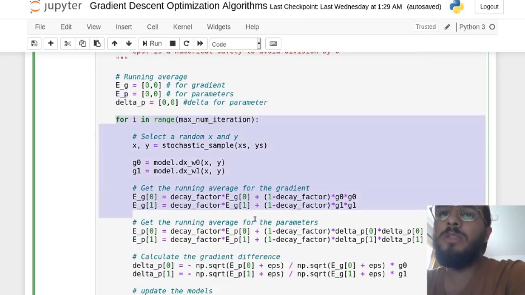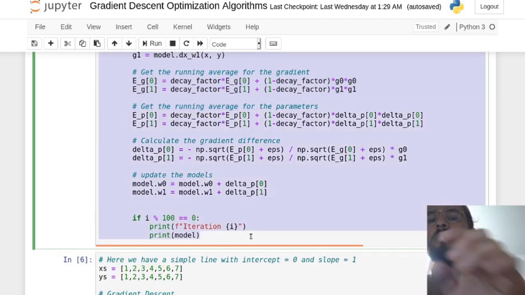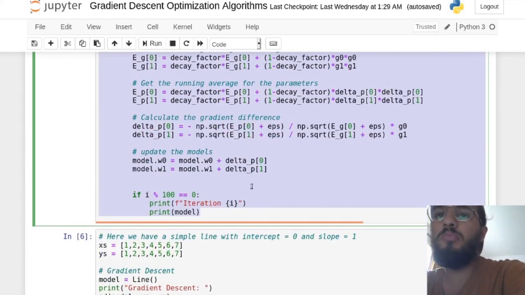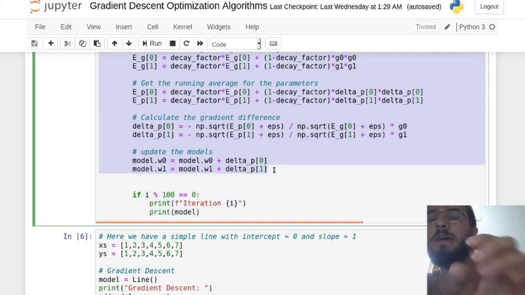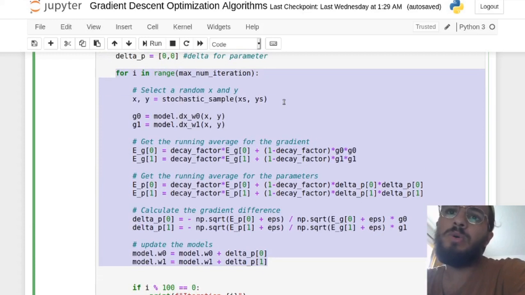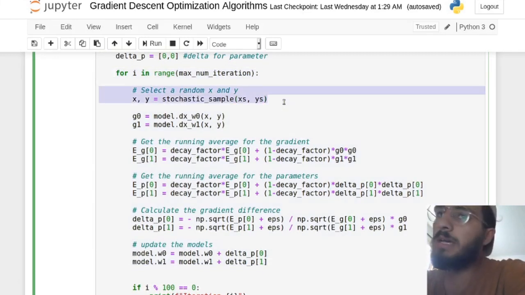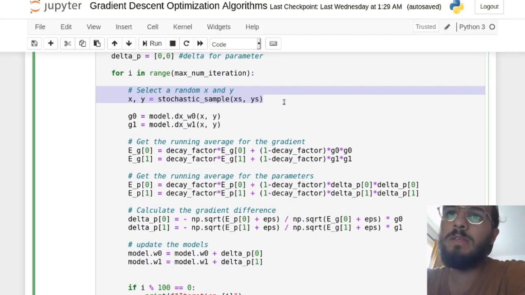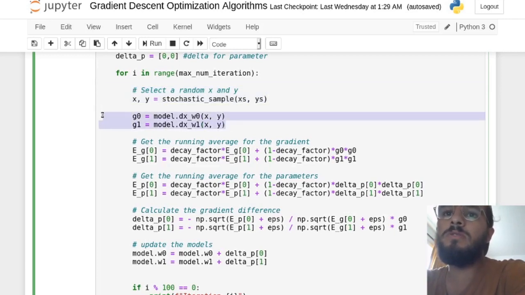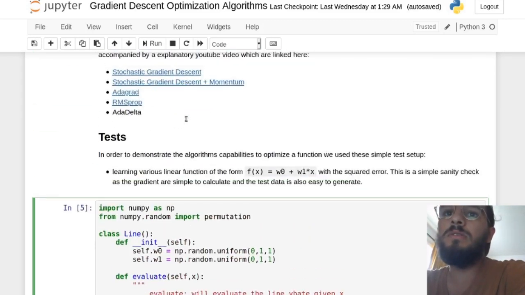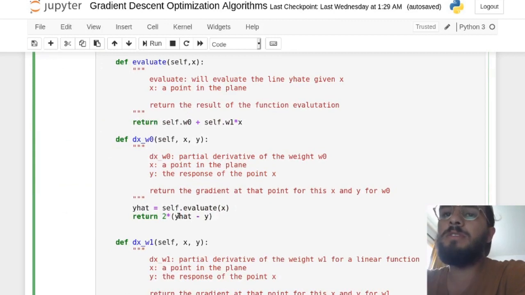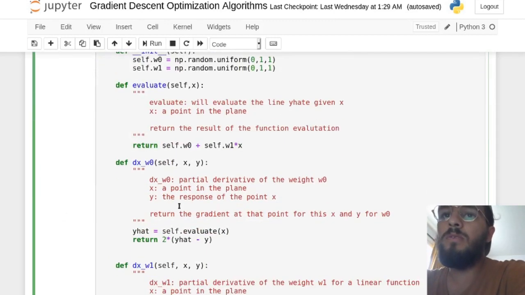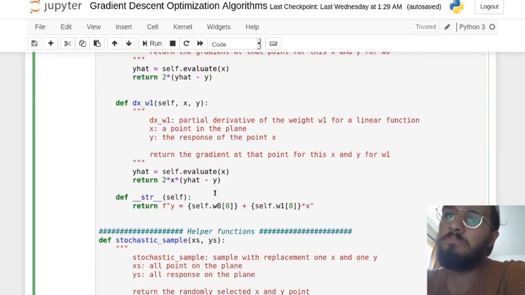And this is the training loop. It's fairly small, and over here, this is where we print the iteration. So there's nothing here really to see. The whole algorithm sits over here. The first thing you do in every iteration is you select an x and a y. This is the stochastic part in stochastic gradient descent. So Adadelta is still a stochastic gradient descent based algorithm. Here you calculate the gradient, so you calculate g0 and g1. Those are partial derivatives. If you look at the model over here, this is a partial derivative of the line formula, this one. So we get this thing for w0 and this thing for w1. It's pretty straightforward.